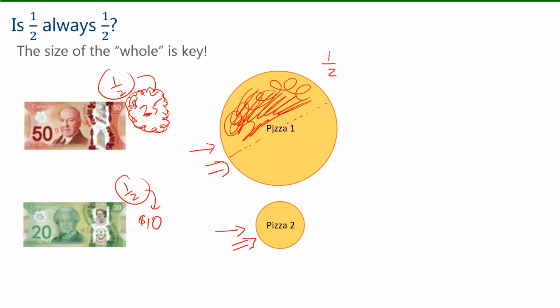And to the next person, I'm going to give you half of pizza 2. So we cut the pizza in half, and I'm going to give away that half. If you like pizza, which half do you hope you're going to get? Again, you would want half of the larger pizza, because that whole, the whole of pizza 1, is much bigger than the whole of pizza 2.